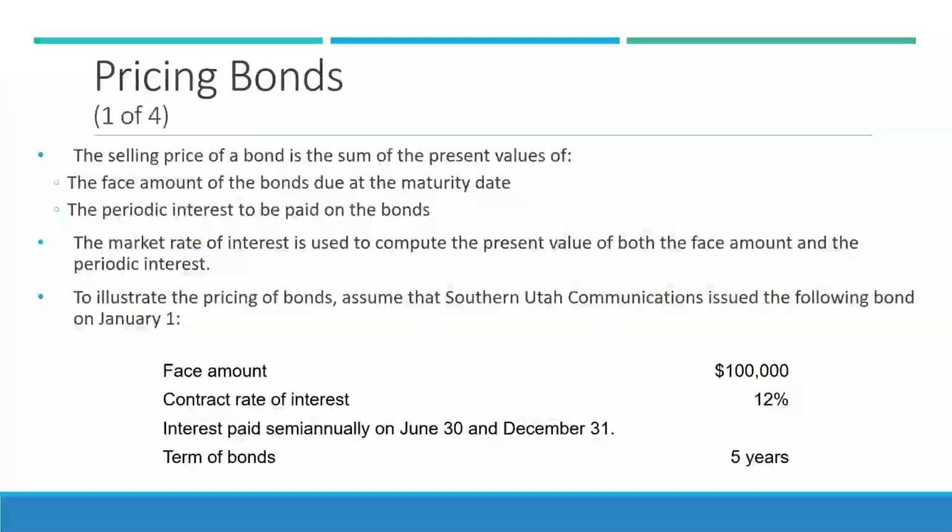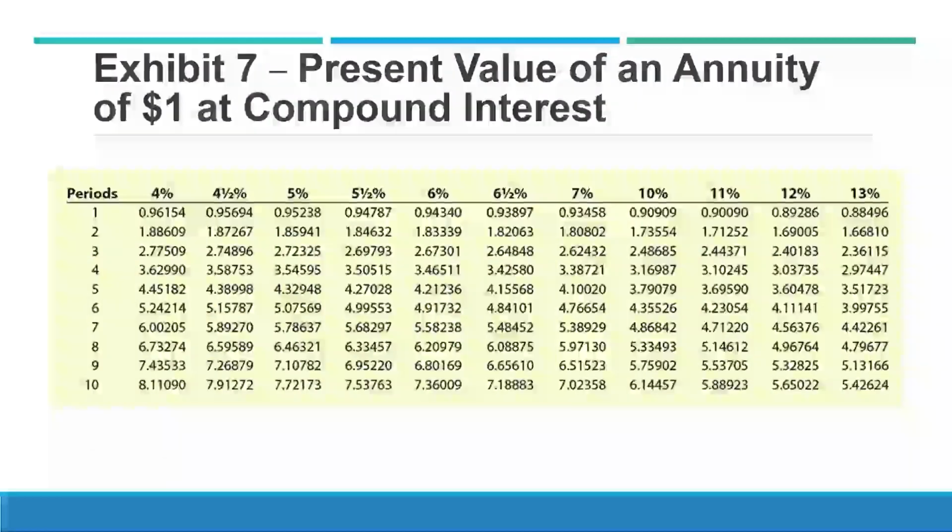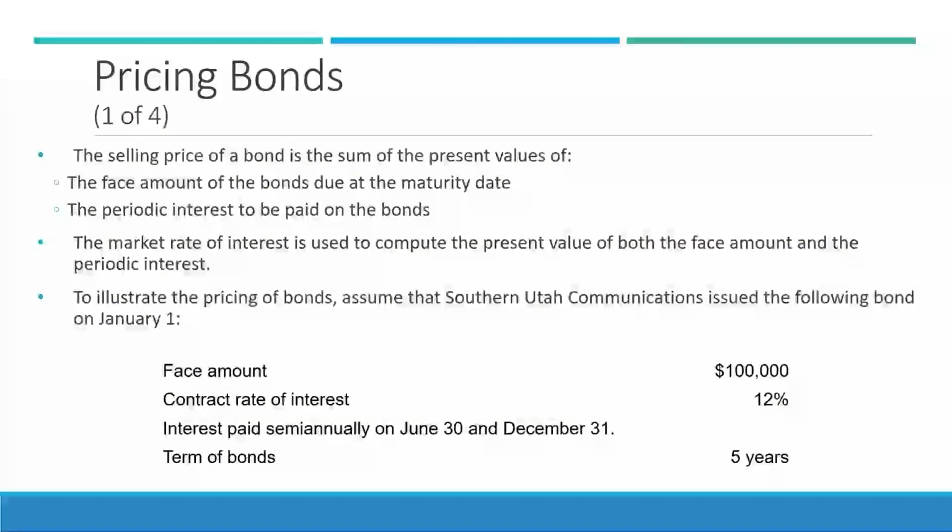And so now we're going to go over an example. Does anyone have questions about how to use this before we get into an example of pricing a bond with these factors? Perfect.